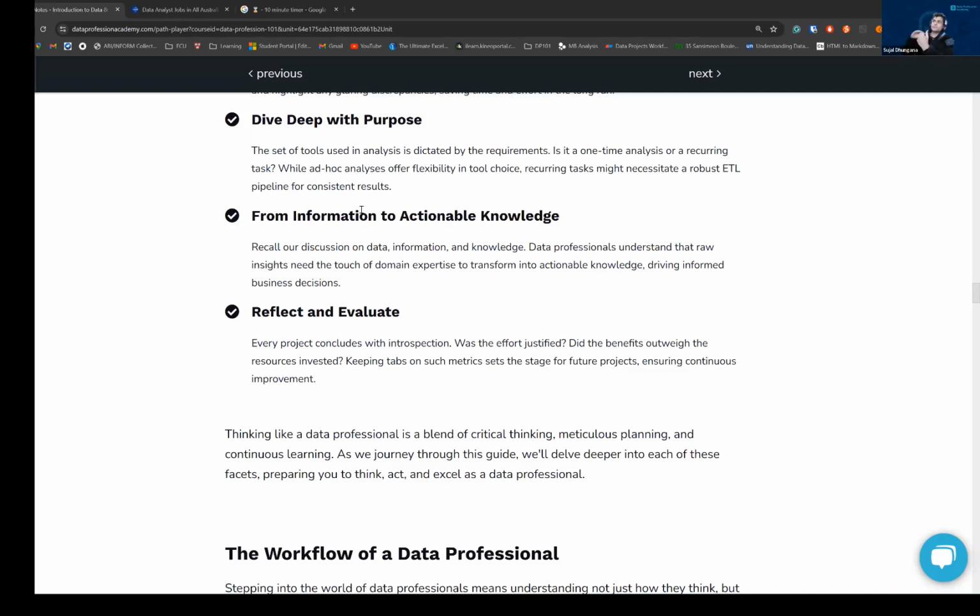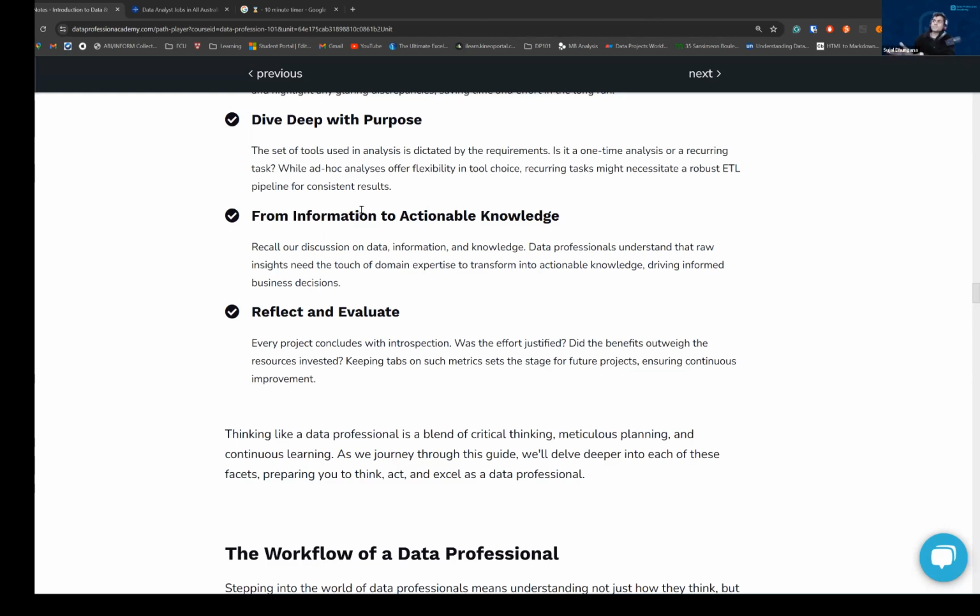Right? So that's why when you become senior, you come with that domain experience as well, because you probably have been an analyst in that domain for some time and you know that domain well. So you will be able to do both parts on your own. But when you're starting out, you will produce the information and you will need to work with a subject matter expert to convert that into knowledge.